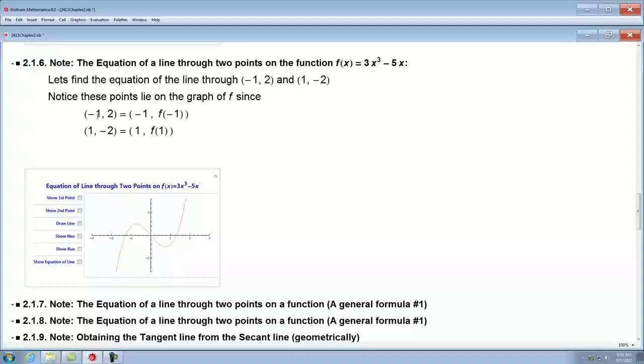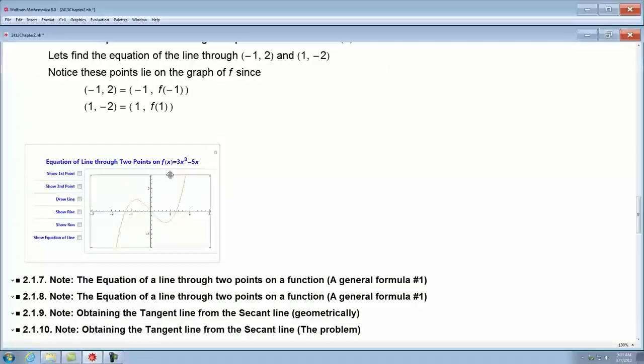So the ordered pair negative 1, 2 is really the ordered pair negative 1, f of negative 1. The function evaluated at this x coordinate. Then 1, negative 2 comes from plugging 1 into the function. If you plug 1 into the function, you get the 2, and you can check it. Just plug 1 into each of those. And I'm sorry, you should get negative 2, not 2. I said 2, I meant negative 2. So these 2 points do live on this graph.